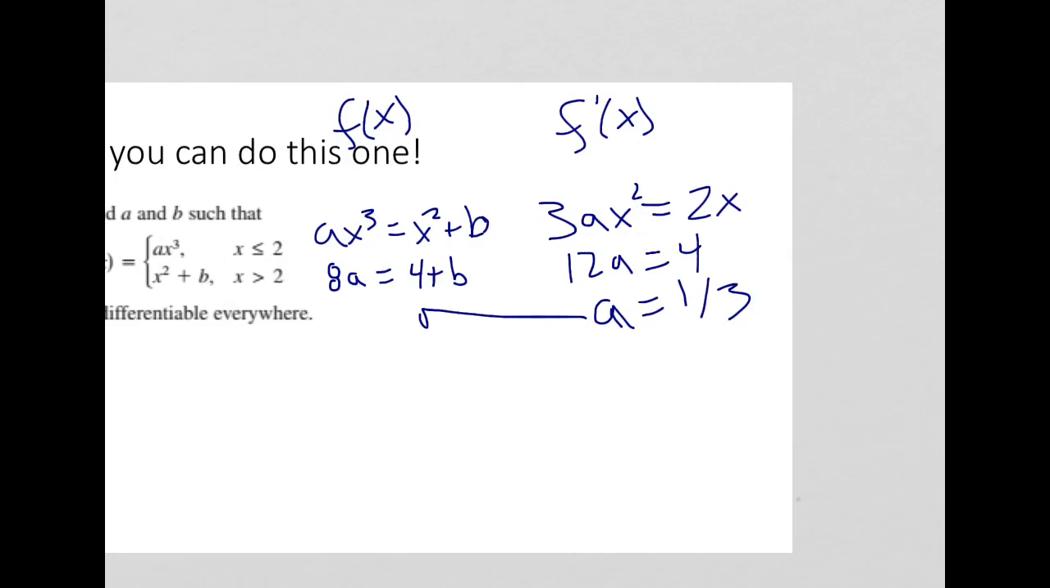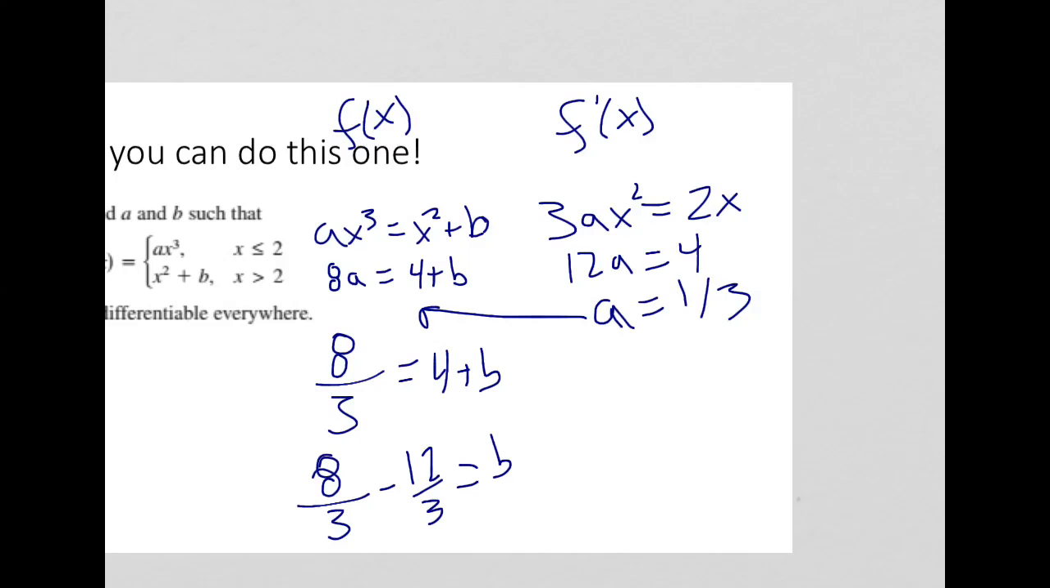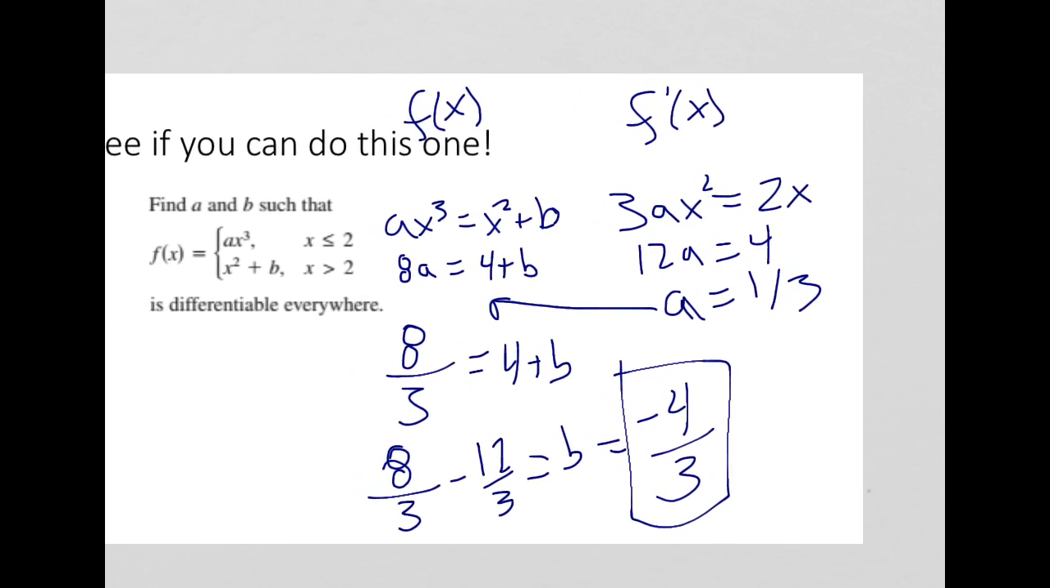And now I can plug into that equation to get 8 over 3 equals 4 plus b. I can get 8 over 3 minus 12 over 3 equals b. Notice what I did there. Haha, fractions. 8 minus 12 is negative 4/3 for my value of b.